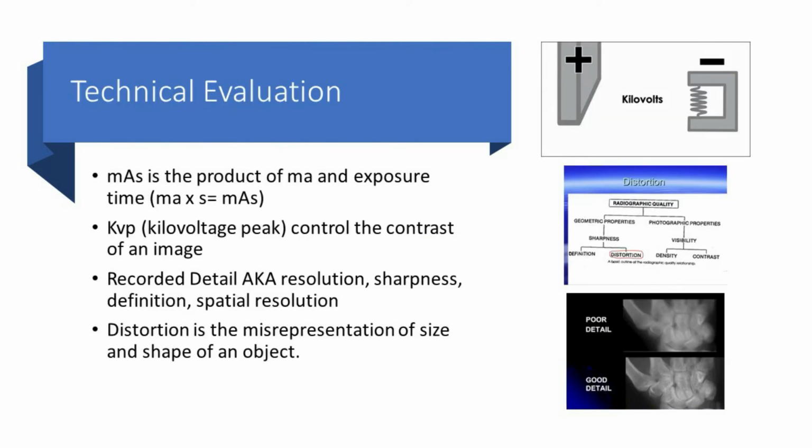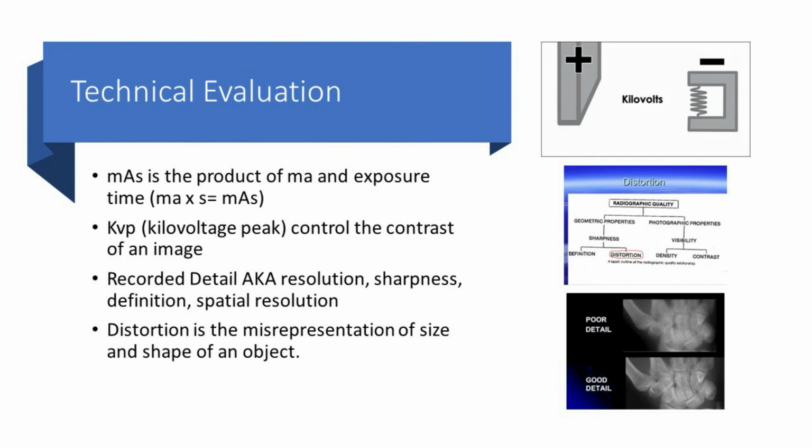Technical evaluation. mAs is the product of mA, milliamperes, and exposure time, that means seconds. kVp is kilovoltage peak. It controls the contrast of an image. Recorded detail, aka resolution, sharpness, definition, and spatial resolution.